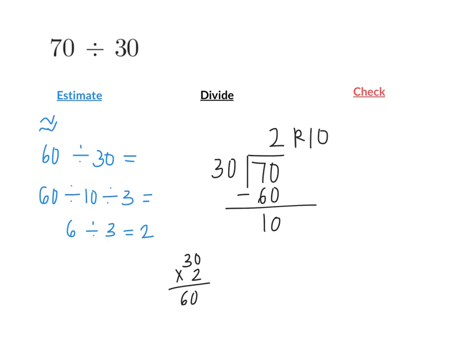2 remainder 10. Good. You heard me talking to 4th grade. 2R10 is not my quotient. The quotient is 2, and the remainder is 10. That means I have 10 remaining, okay? Now, how can we check our work?